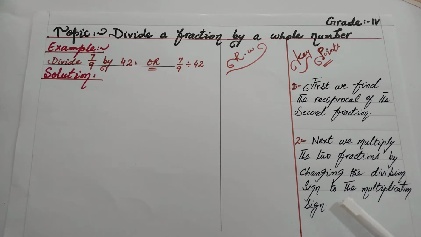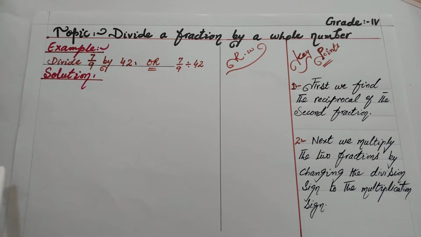Got it? What is the procedure to divide a fraction by a whole number? Firstly we have to find the reciprocal of the second fraction, as well as we will change the division sign to the multiplication sign, and then we will simplify the fraction. Clear? So let's start. I will explain these two steps with the help of an example.